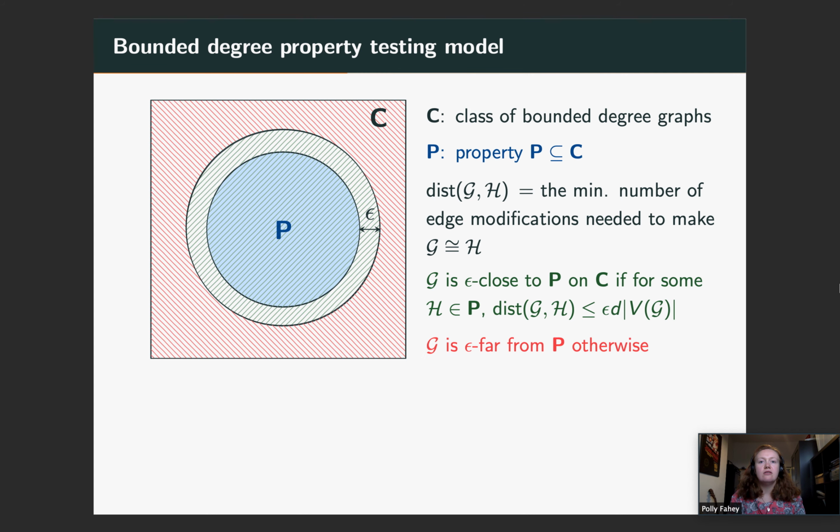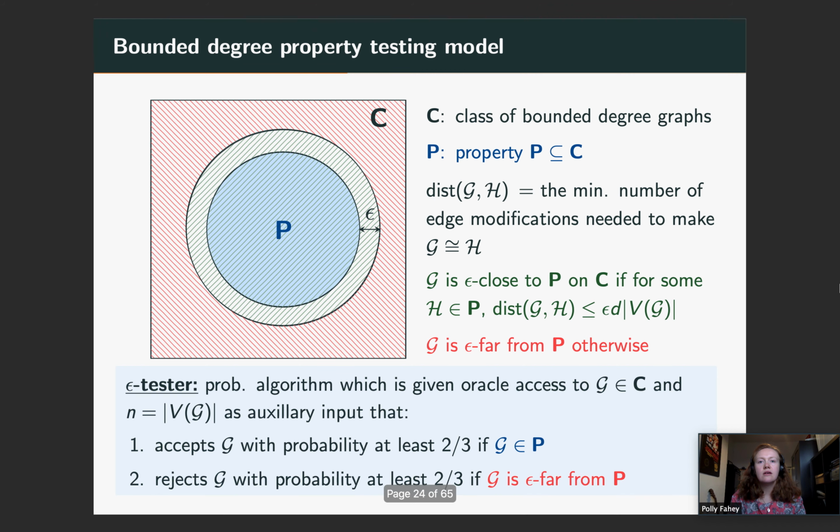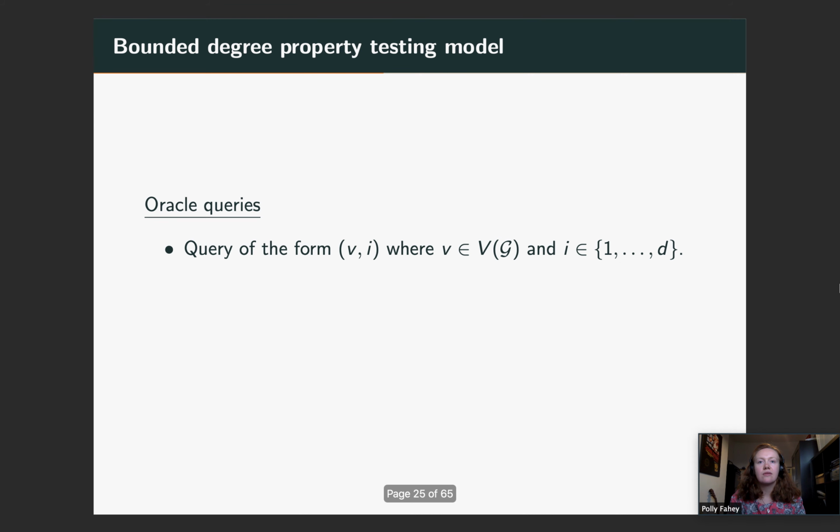Then if a graph is not epsilon close, we say it's epsilon far. An epsilon tester is then a probabilistic algorithm which is given oracle access to a graph G from the input class C, along with a number of vertices in G. And I'll come back to what I mean by oracle access in a second. So then the algorithm accepts G with probability at least 2/3 if G has the property, and rejects with probability at least 2/3 if G is epsilon far.